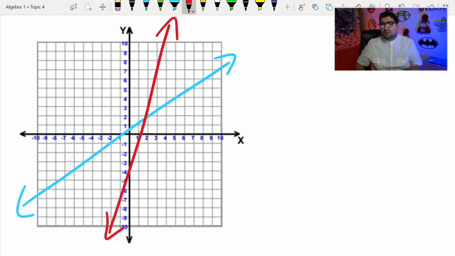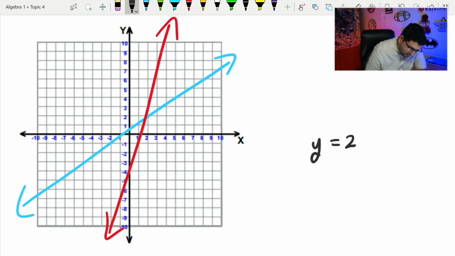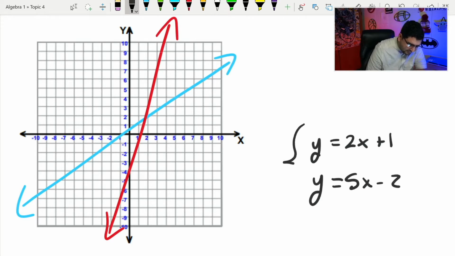As long as I have two or more lines on the graph or written as equations. A lot of times, let me just randomly write two equations here. I'll write something like y equals 2x plus 1 and y equals 5x minus 2. These are just two random equations. If I see two or more equations, this is also a system.